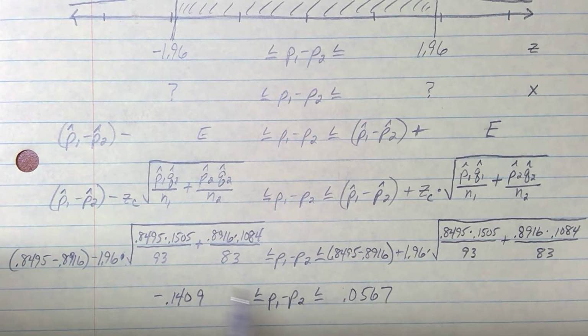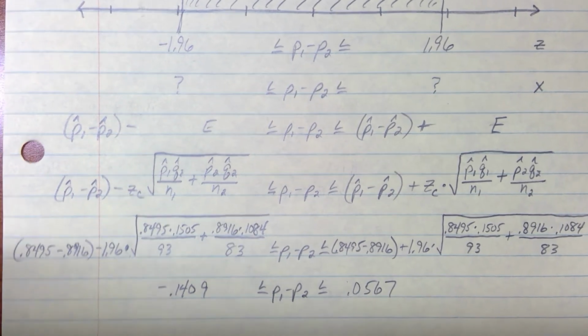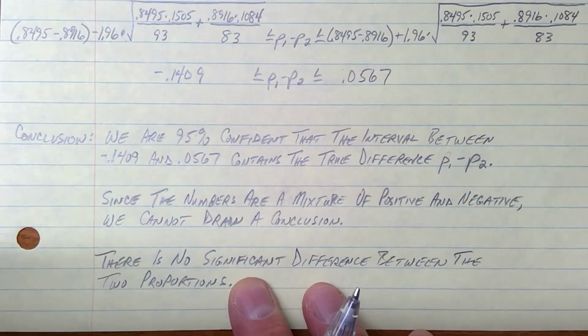How sure am I? I'm 95% sure. I'm using 1.96 because I'm bracketing in a 95% confidence interval. All right, so let's state our conclusion now.